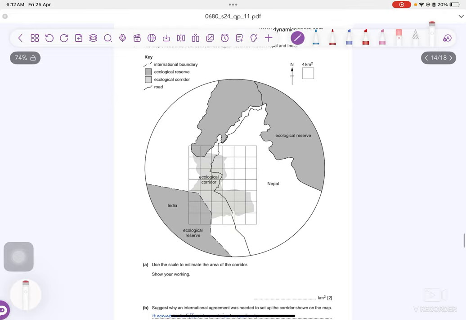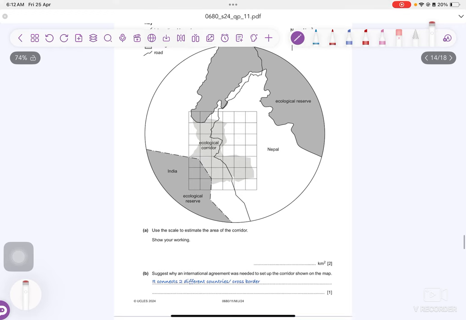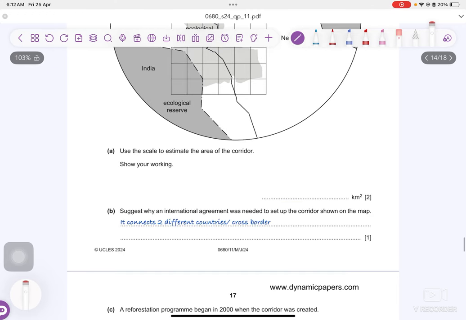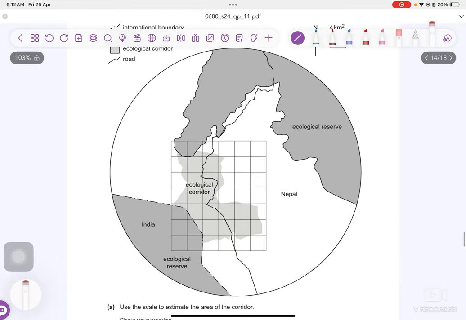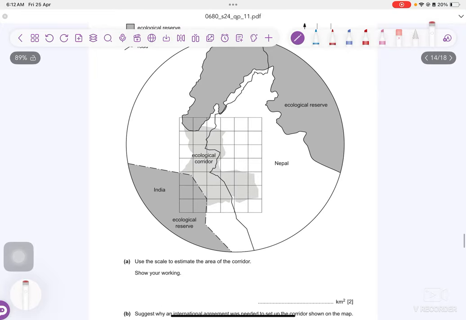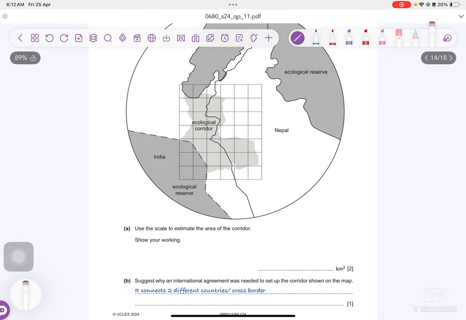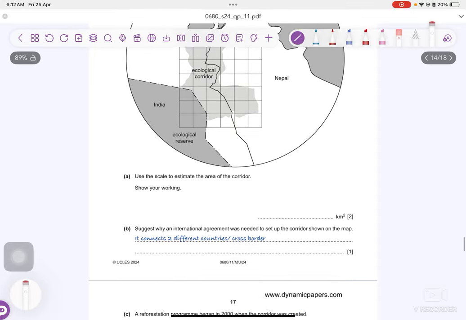This question is also homework for you to answer in the comments or in Telegram. They want the area of this corridor. Try to solve it. Suggest why an international agreement was needed to set up the corridor shown in the map, because it's connecting two parts together, or connecting two different countries. So you need the agreement of both countries and the surrounding countries too.